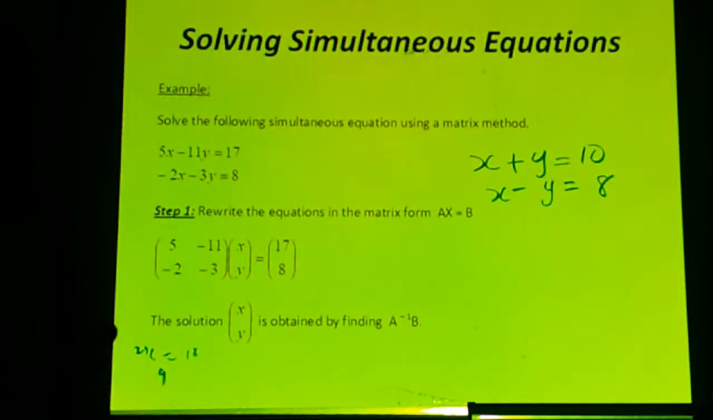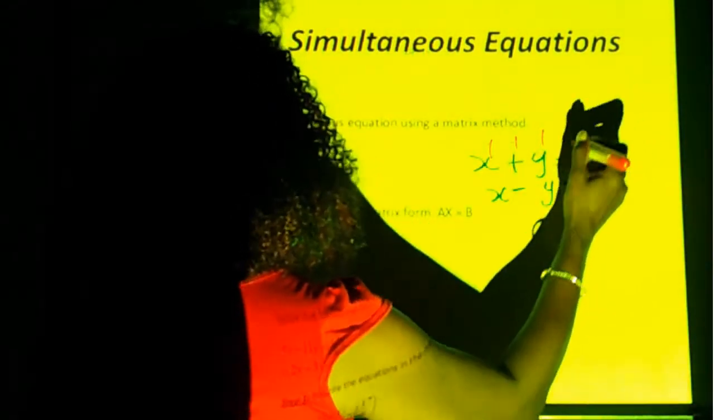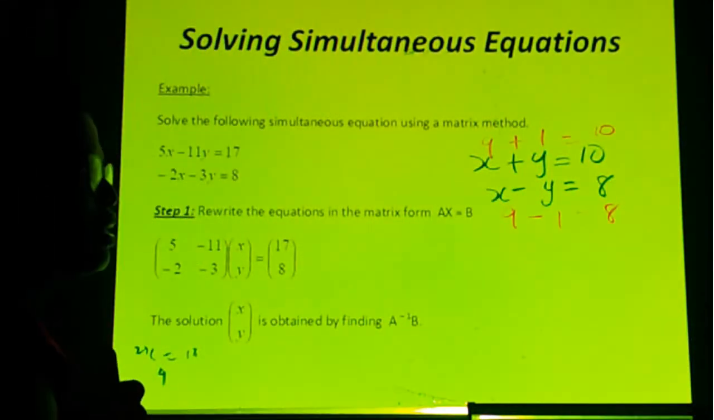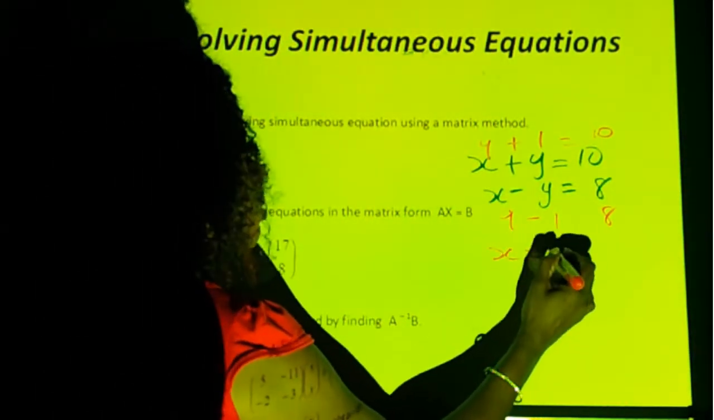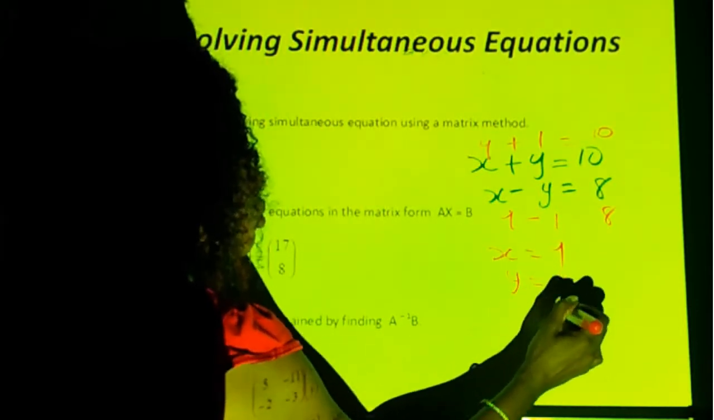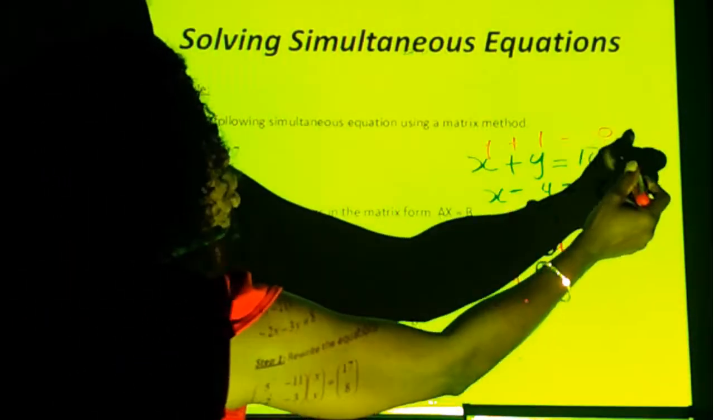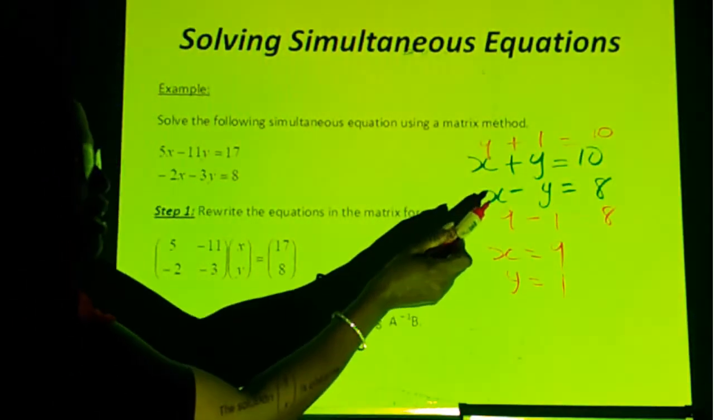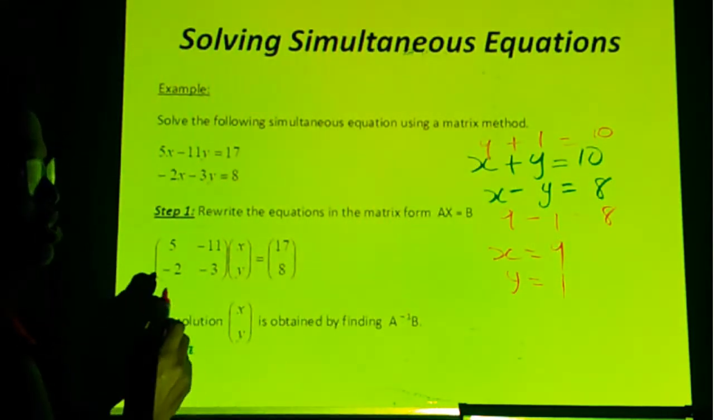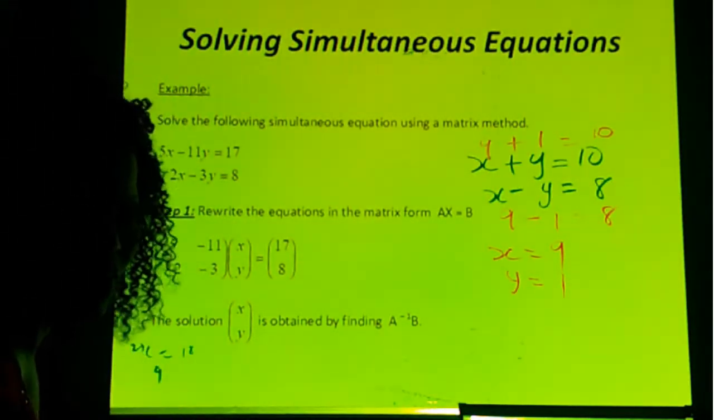Now, if you said 9 plus 1 is equal to 10 and 9 minus 1 is equal to 8, you are correct. The value of x is equal to 9 and the value of y is equal to 1. And these answers satisfy both equations, equation 1 and equation 2. These answers are true for both equations. So if you had said 7 and 3, then that would be wrong.